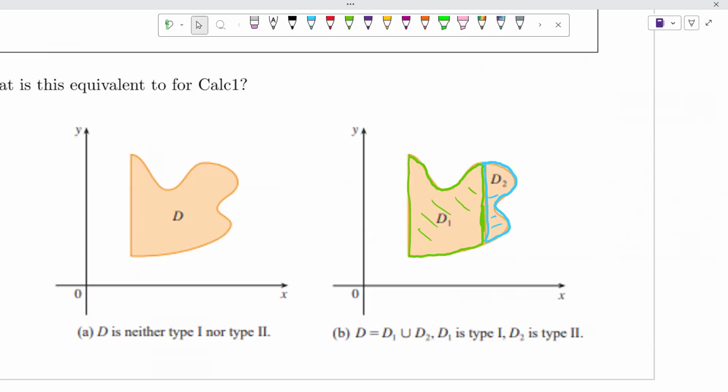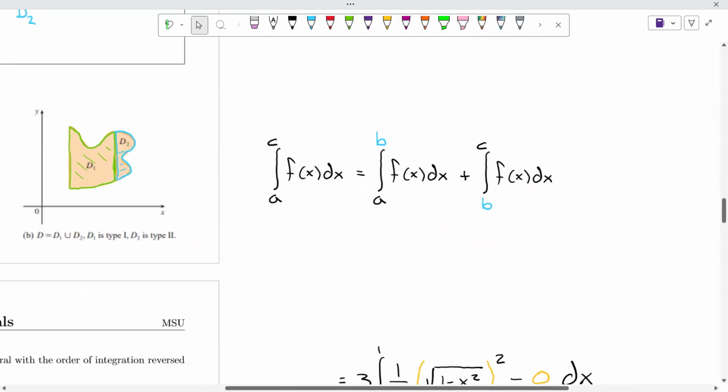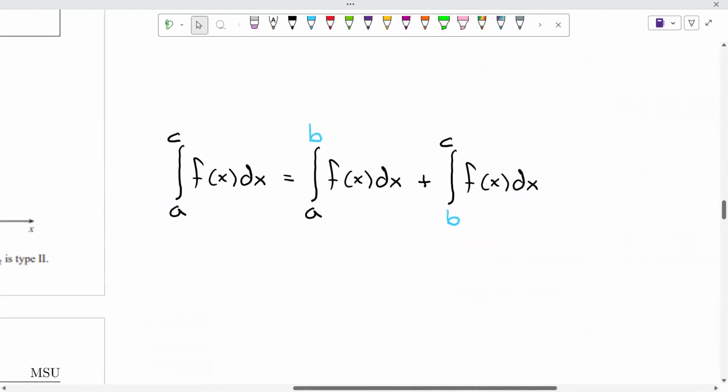And I can subdivide my region the same way that we could subdivide integrals back in Calc 1. If I had some integral that went from A to C, and B was a number in between those two, then I could split up that integral into the sum of two integrals, one from A to B and the second from B to C. We have an analogous idea in our double integrals, except that our domain for the integral is a two-dimensional region instead of just a pair of intervals.